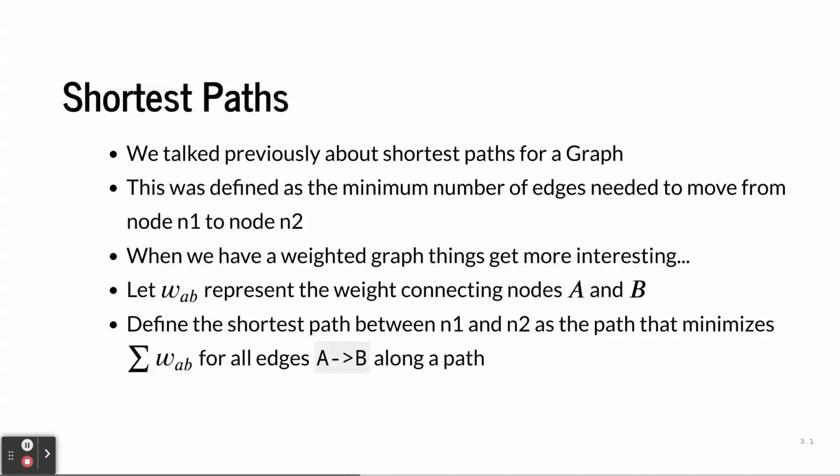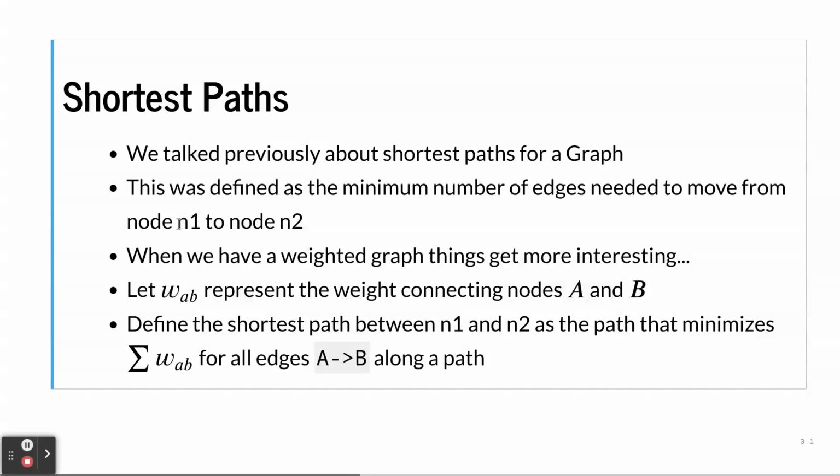So one common question or type of problem that comes up when you are working with weighted graphs is known as the shortest path problem. We already talked about shortest paths for networks, and before, when we had unweighted graphs, the shortest path was the path that contained the minimum number of edges. Another way to say this would be the shortest path is the path between nodes 1 and 2 containing the least number of edges.